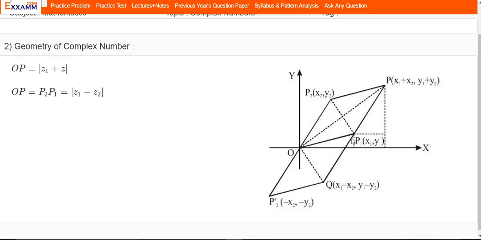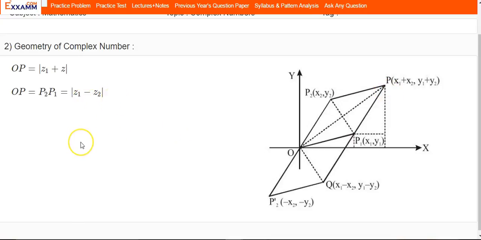Now here this is written wrongly. OP is not equal to P2P1. It is P2P1 is equal to modulus of z1 minus z2. It is OQ. OQ is equal to P2P1 is equal to modulus of z1 minus z2.